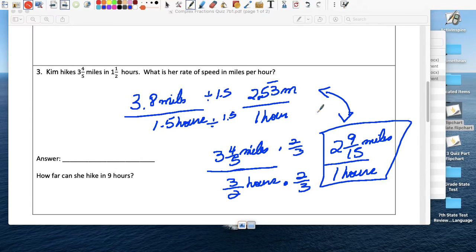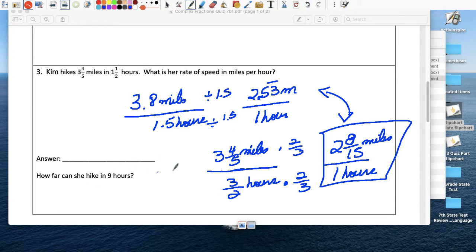4/5 times 2/3 equal... Oh, sorry, it's 2 and 8/15. That's the difference. So 8 divided by 15 is 0.533. So now it's better. Okay, so a little mistake there. So it's 2 and 8/15 of a mile, or 2.53 repeated if you chose to do it in decimals.